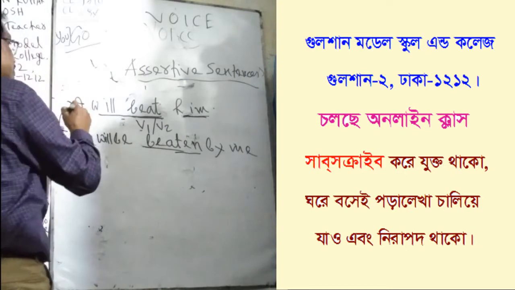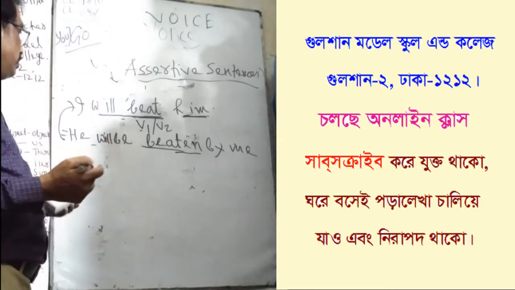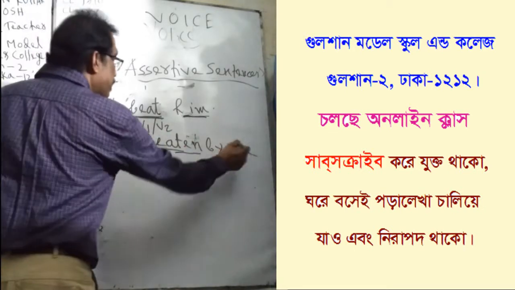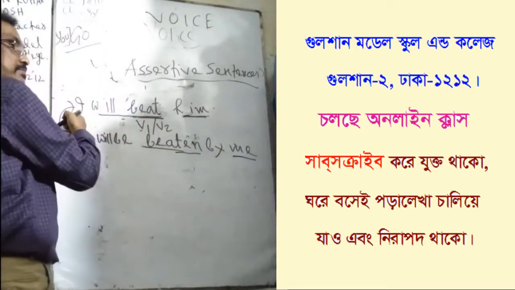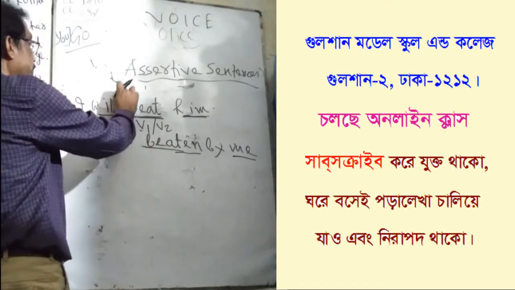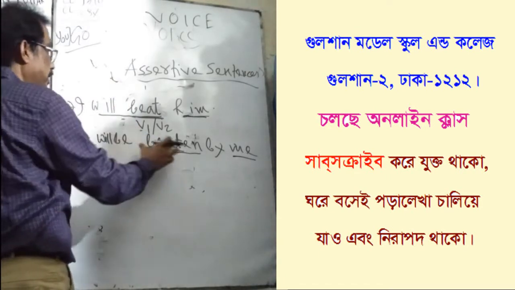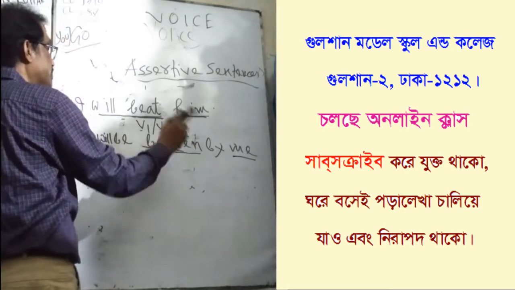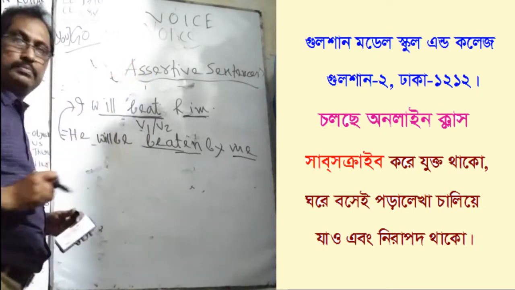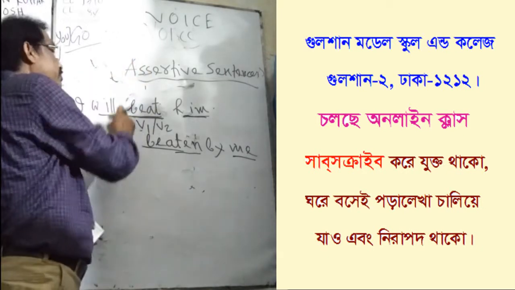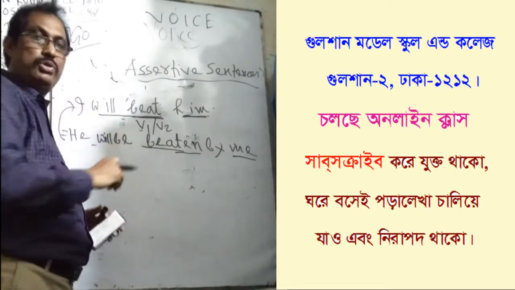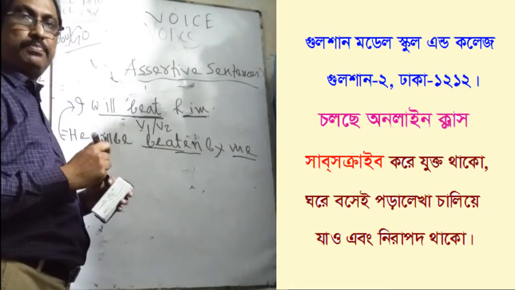Now you have to change it into active voice. How do you do it? Him will be object. Me will be the subject. There will be no "be" in active voice. Beaten, B3, will be changed into B1. I will beat him. If you have been given active voice, you have to change it into passive. And if you have been given passive voice, you have to change it into active.